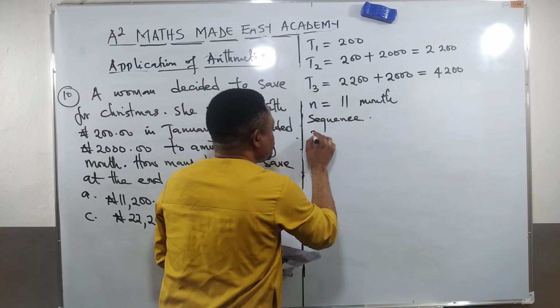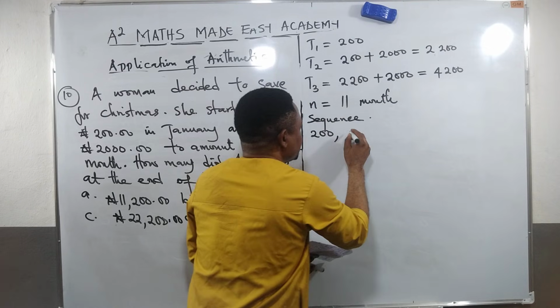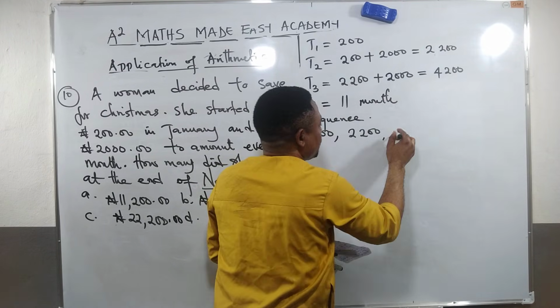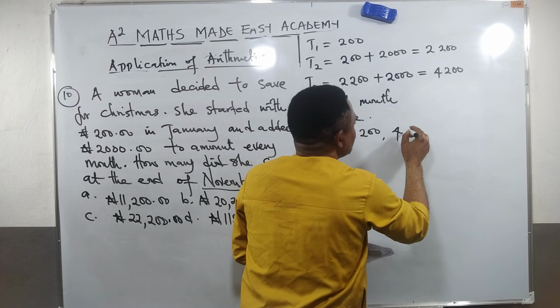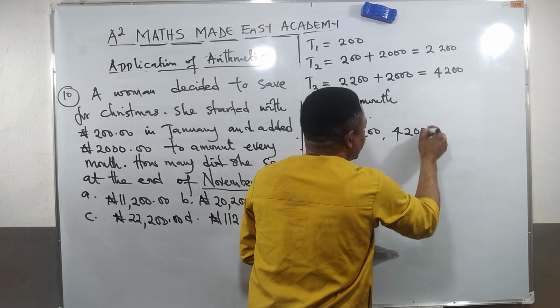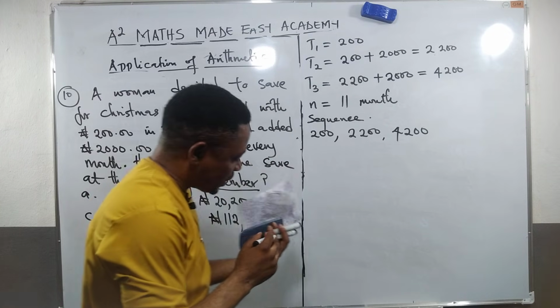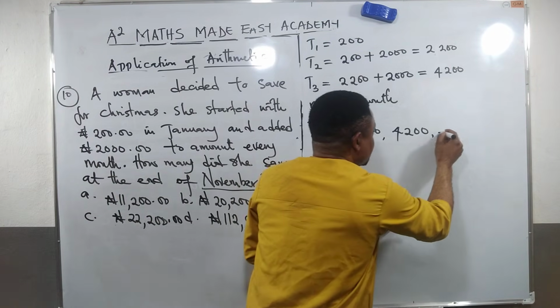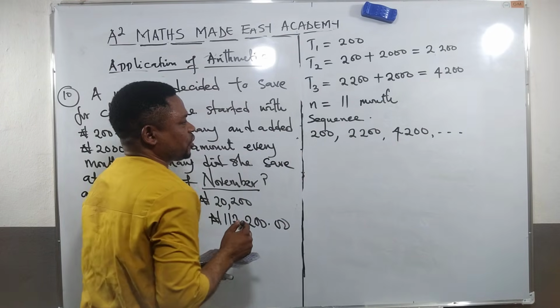What's the first term? 200. What's the second term? 2,200. Then the third term is 4,200. Are you with me now? Now, if it is like that, can we observe something here? And it continues till infinity.